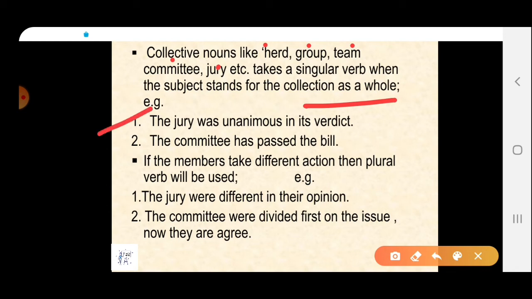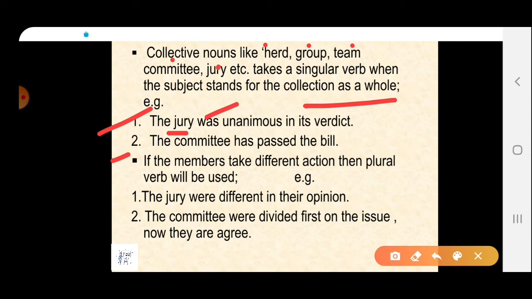For example, I have taken two examples. The jury was anonymous in its verdict. The jury. In the jury, there can be two or more than two persons. But if they are taking the decision or action together, then that will be considered singular. And if they are taking the decision differently or separately, then that will be considered plural in their form. Fine. So here the jury was anonymous in its verdict. Here it is singular, that's why it is followed with singular verb. The committee has passed the bill.